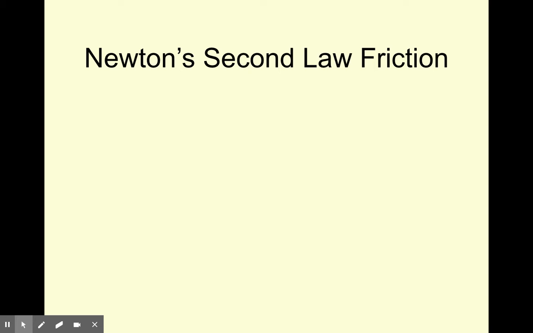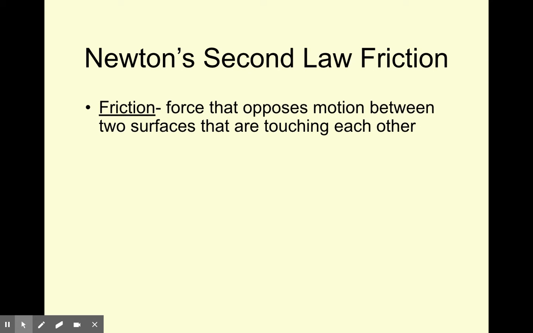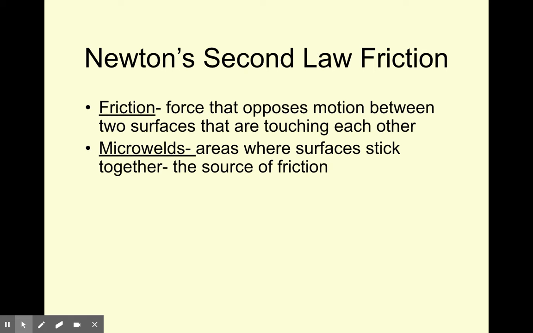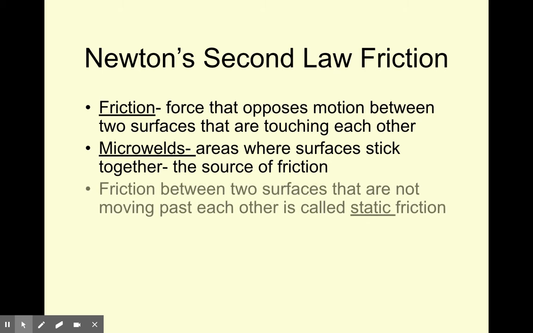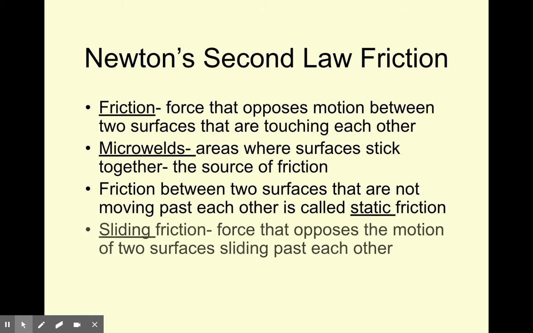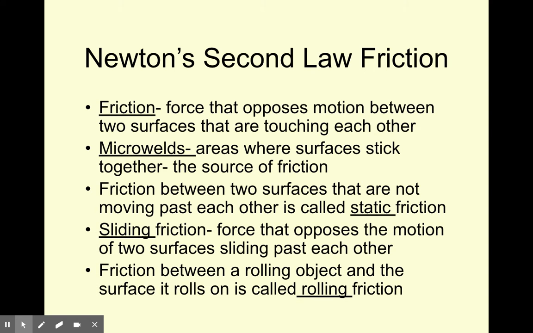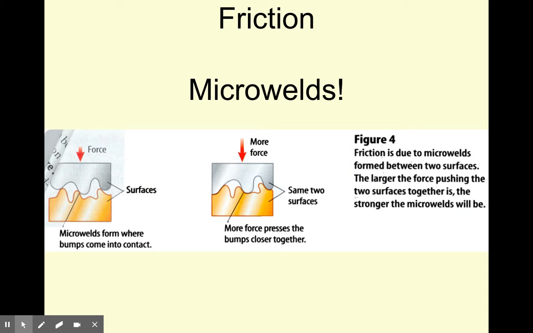Newton's second law with friction. Friction is a force that opposes motion between two surfaces that are touching. If the surfaces aren't touching, there cannot be friction. Microwelds are areas of surface that stick together. Okay, microwelds are like little itty bitty, almost think of it like Velcro. Friction between two surfaces that are not moving past each other is called static friction again. Sliding friction is when surfaces slide past each other. And then friction between a rolling object and a surface is called rolling friction.